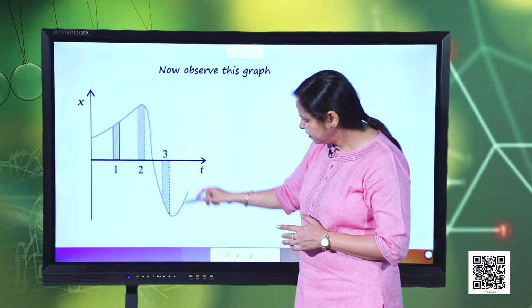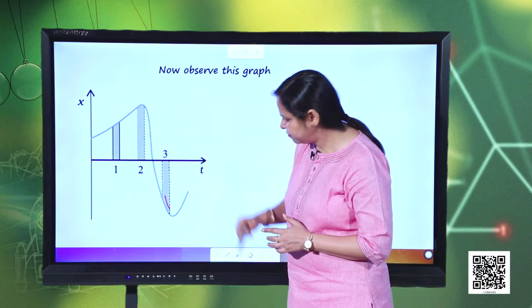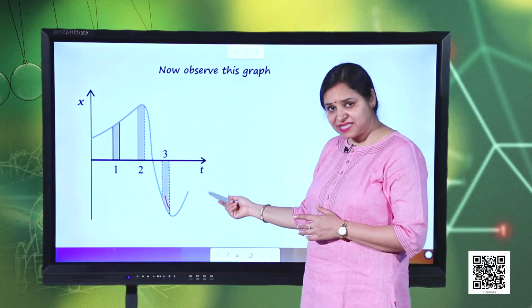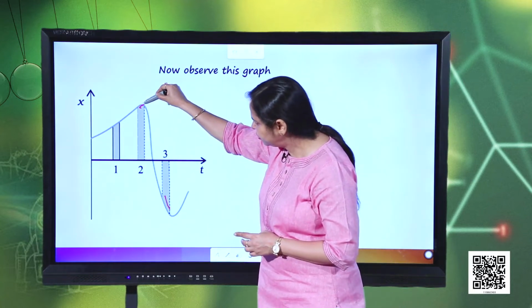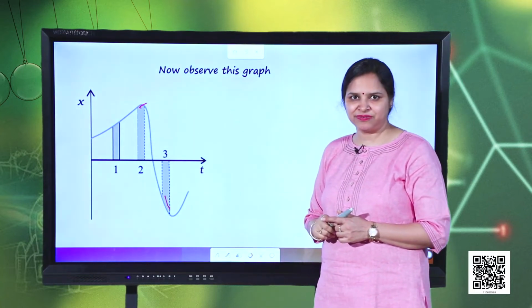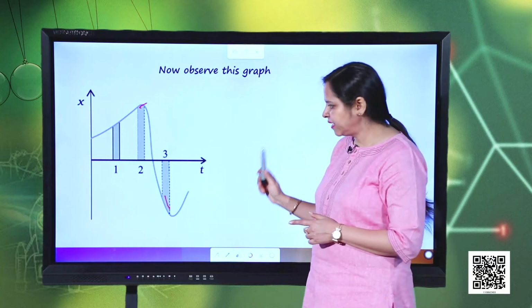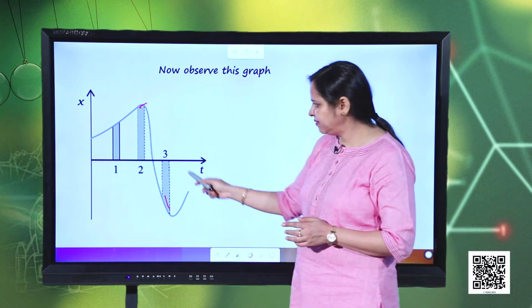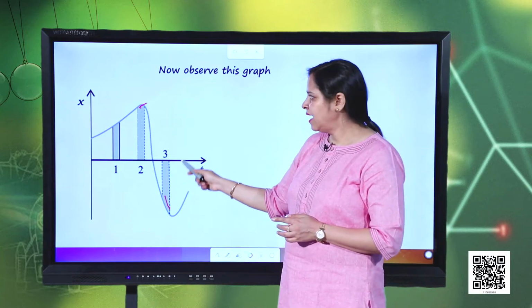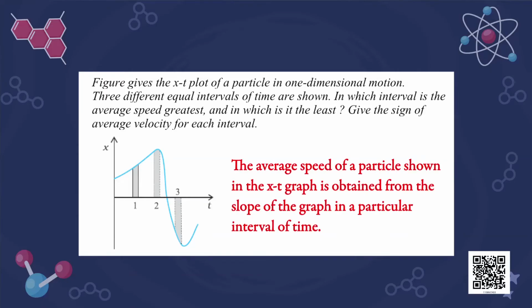If we look at this, during the third time interval the slope is steepest, and the slope is least during the second time interval. So, we can say that the velocity is maximum during the third time interval and minimum during the second time interval. Same way, we can also determine the sign of the velocities.